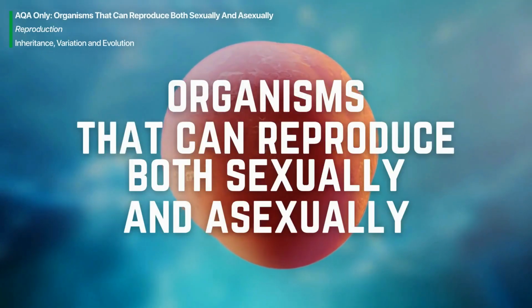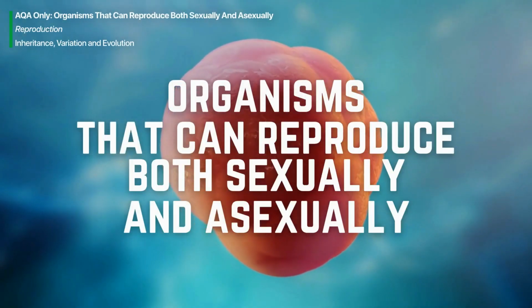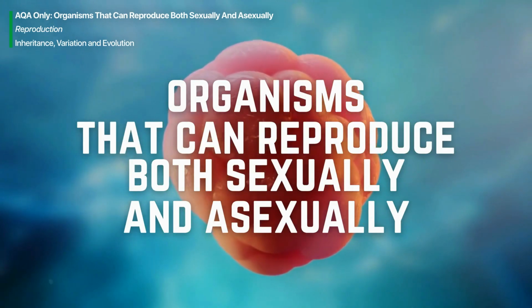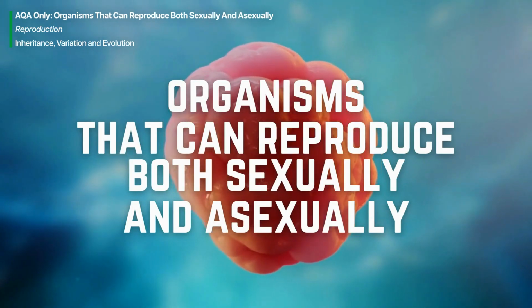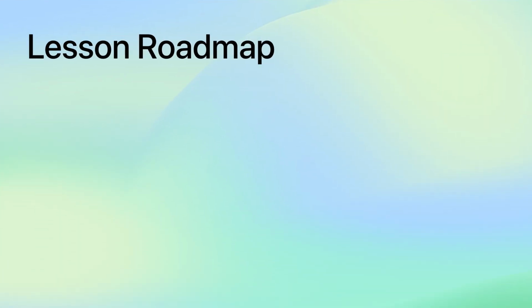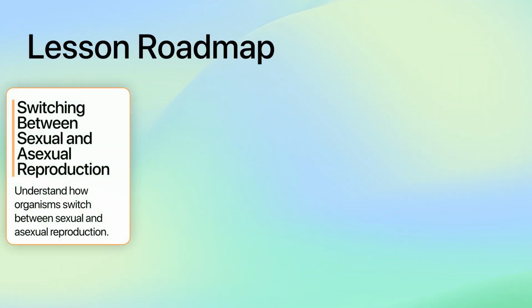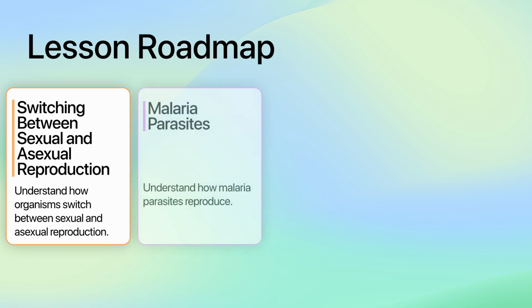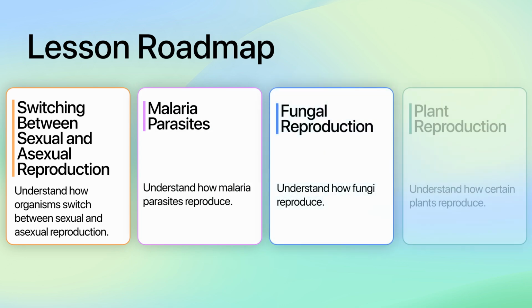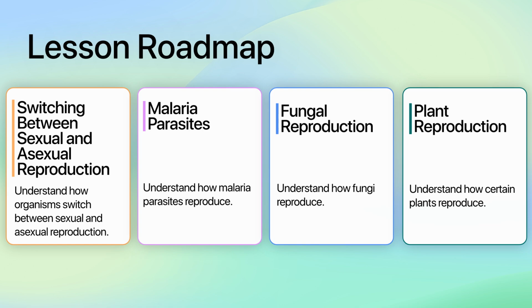Welcome to today's lesson on how some organisms can reproduce using both sexual and asexual methods. In today's lesson, we will explore how some organisms can switch between sexual and asexual reproduction, depending on their circumstances. We will look at specific examples such as malarial parasites, fungi, and certain plants to understand these reproductive strategies better.